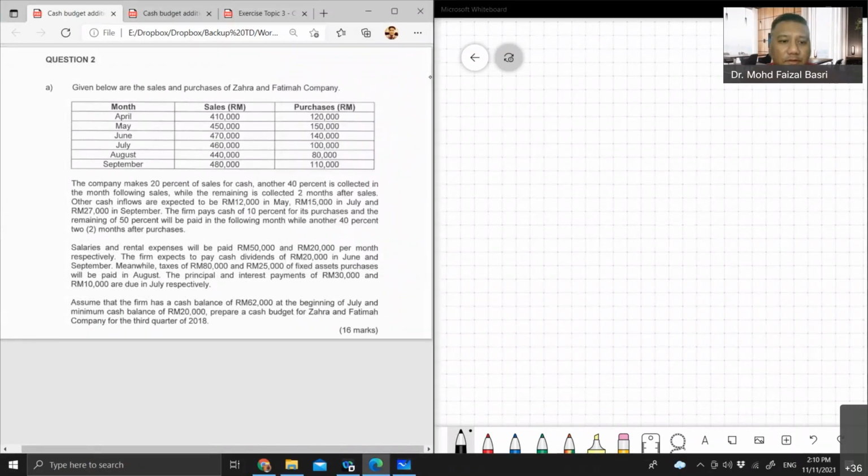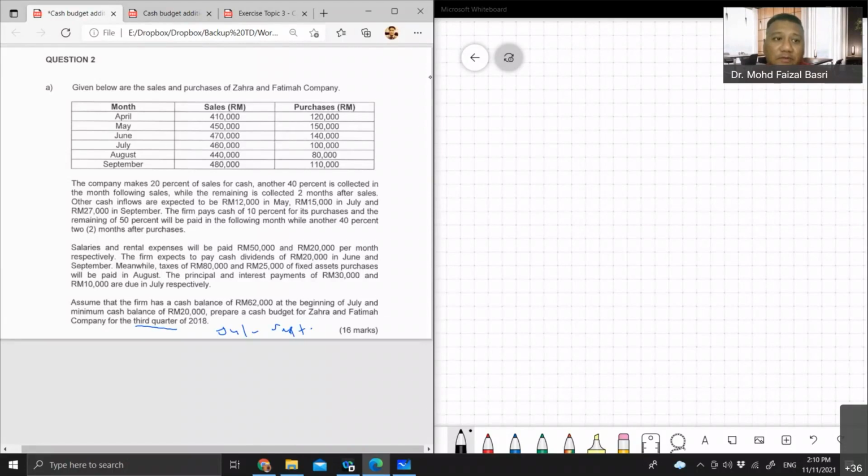Okay, so there's a keyword here. They ask you to prepare a cash budget for the third quarter. Remember, in a year we have 12 months, so we can split it into 4 quarters. When they say third quarter, it means from July until September. So you need to prepare the cash budget for these 3 months only.